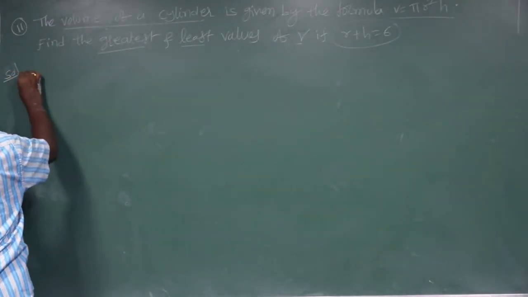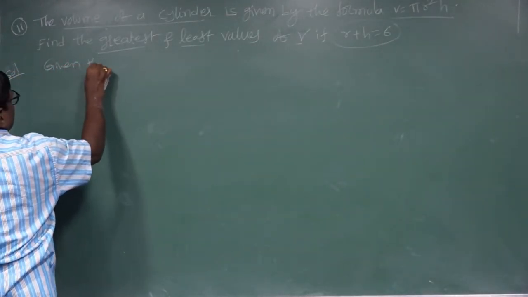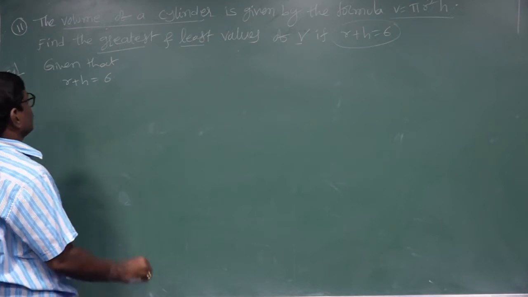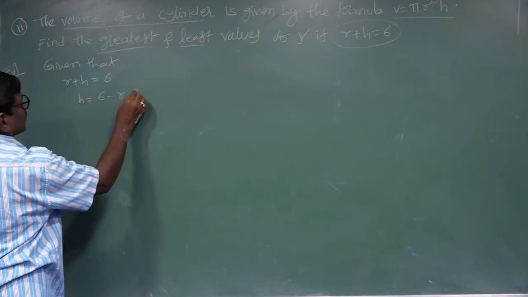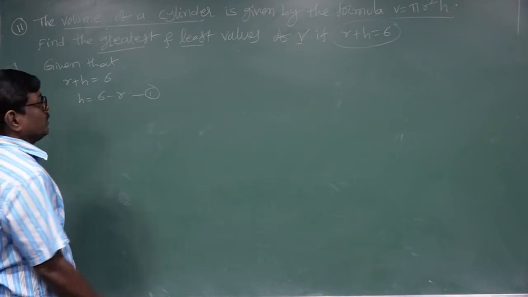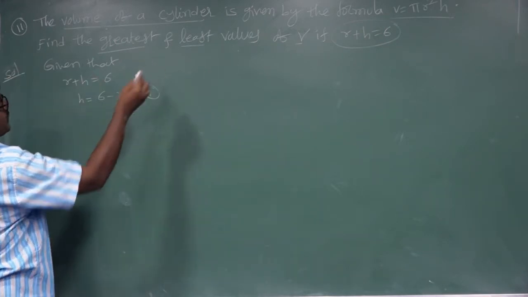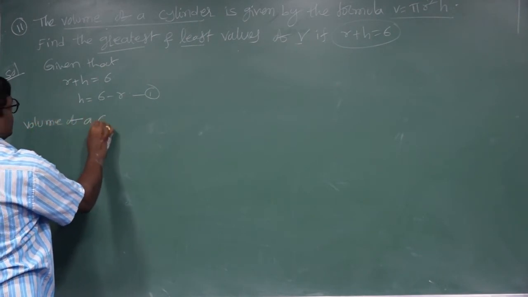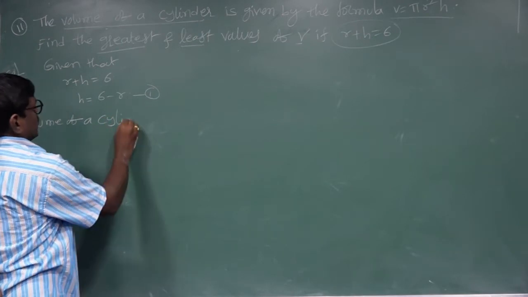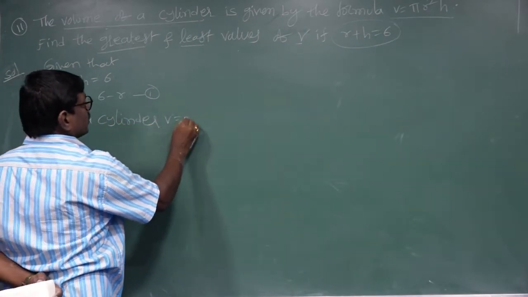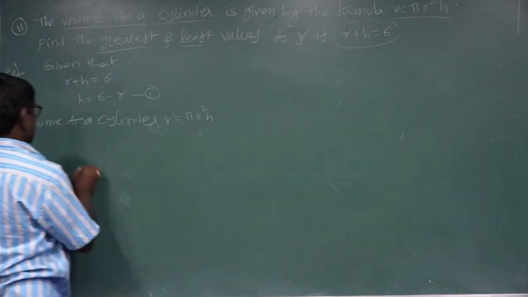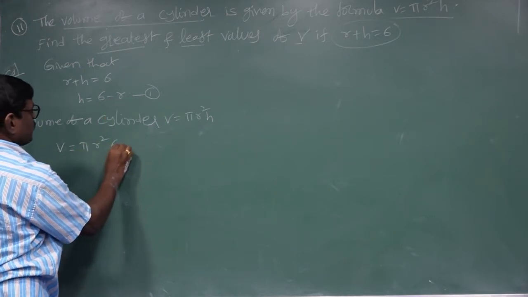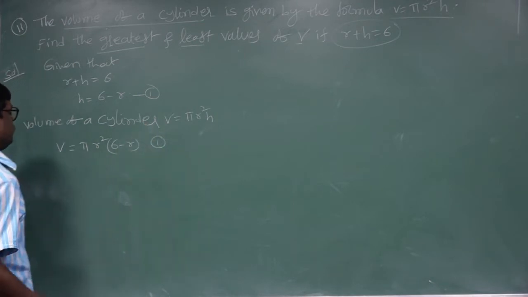Solution. Given that r plus h equal to 6, so h equal to 6 minus r, equation 1. Given the formula for the volume of the cylinder, V is equal to pi r square h. Substituting the value of h from equation 1, 6 minus r.